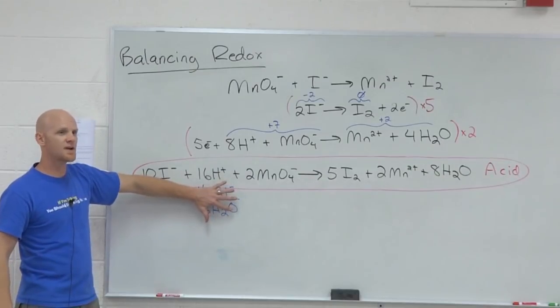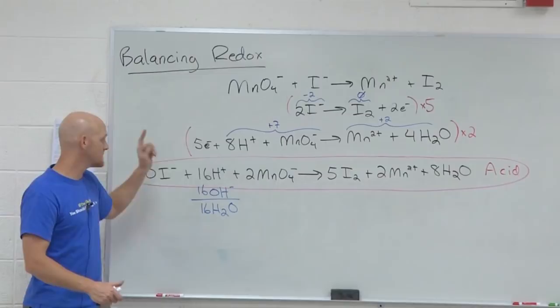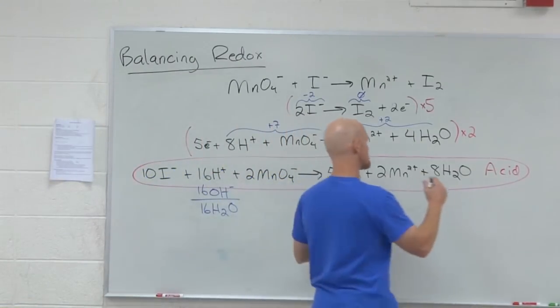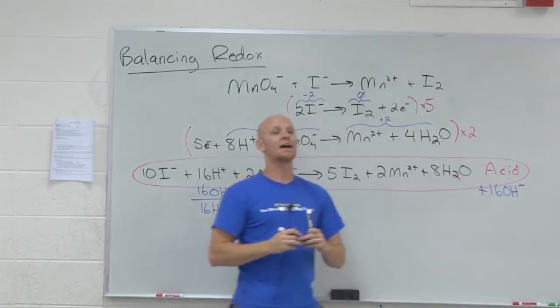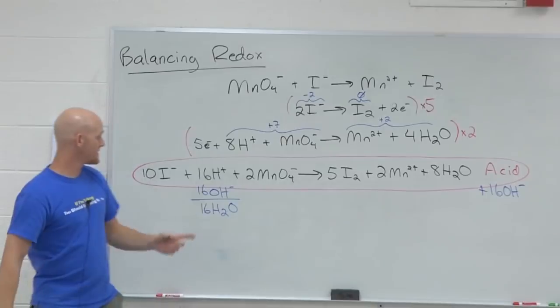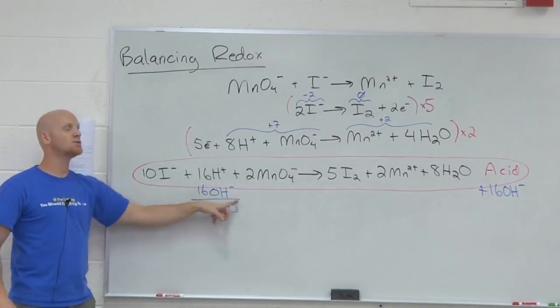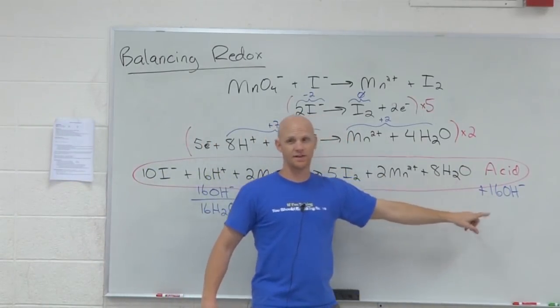I've got a problem though. Before I did this, the reaction was balanced. Is it still going to be balanced? No, which means if I added 16 OHs to this side, I better add 16 OHs to this side. And now it will still be balanced. On this side, the 16 H pluses and the 16 OH minuses combine to form 16 waters. But on this side, the 16 OHs are just going to stay there.